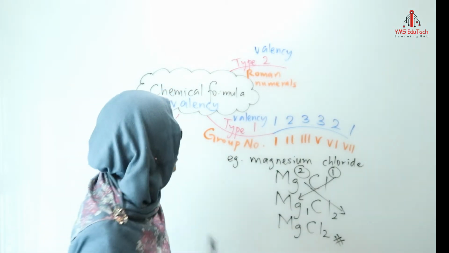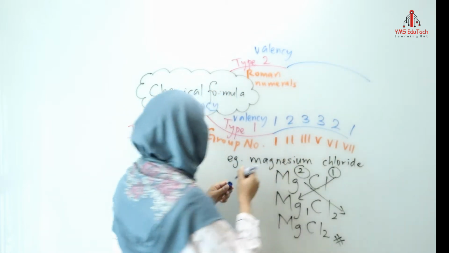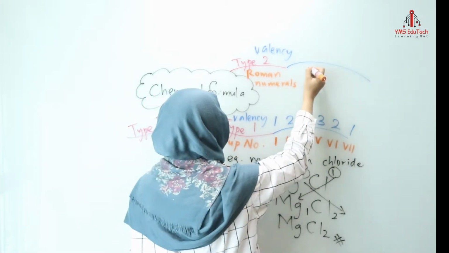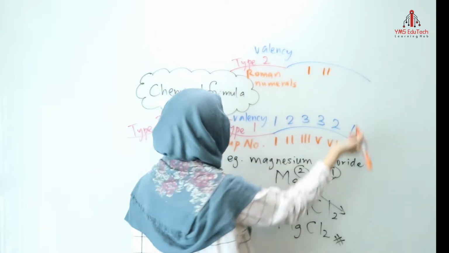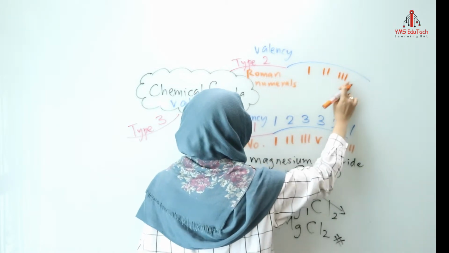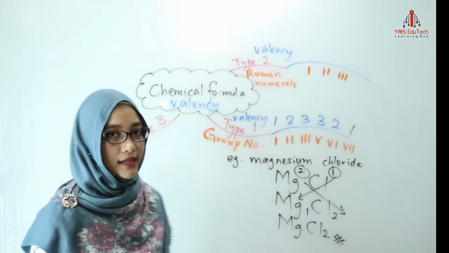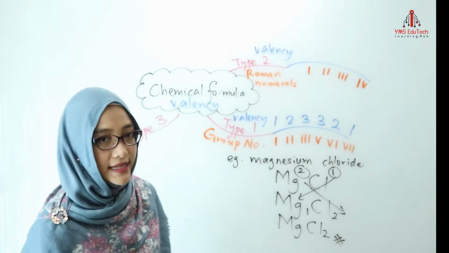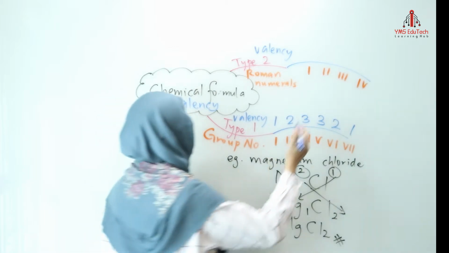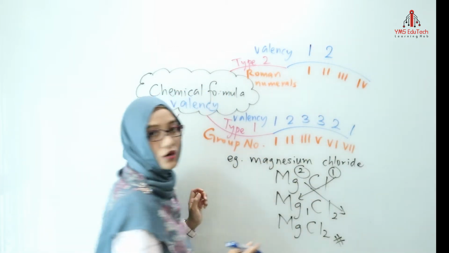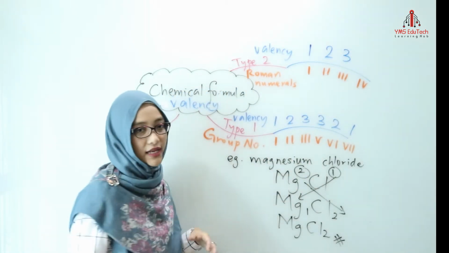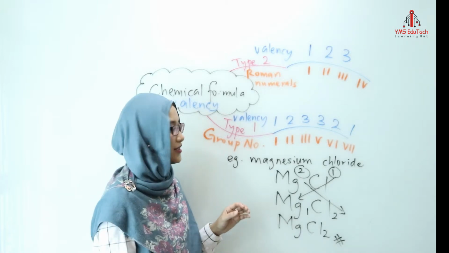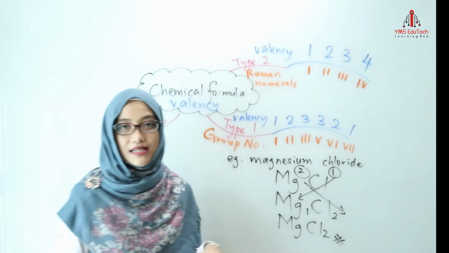So what common Roman numerals do we see? Common ones will be, let's say, copper 1, Roman numeral 1. We also have copper 2. We have also seen iron 3, and sometimes we see lead 4. So how are the Roman numerals related to valency? If the Roman numeral is 1, valency will be 1. Roman numeral 2, valency 2. Roman numeral 3 will carry valency 3. If you hear somebody crying at the back, that is my toddler. Roman numeral 4 has valency 4.